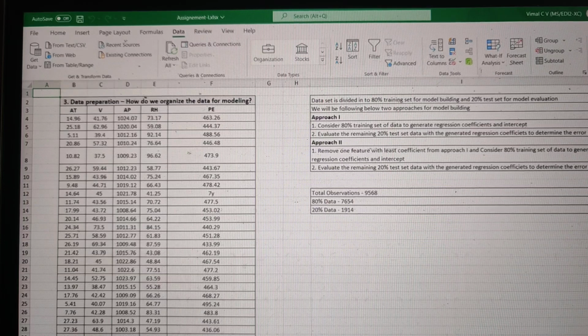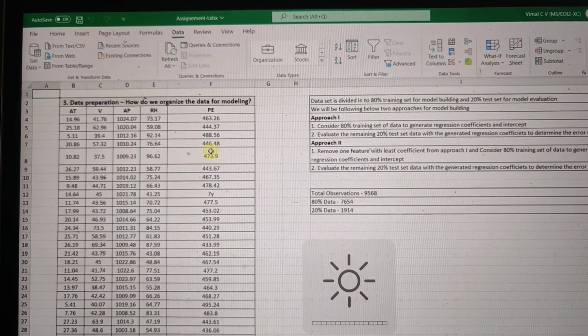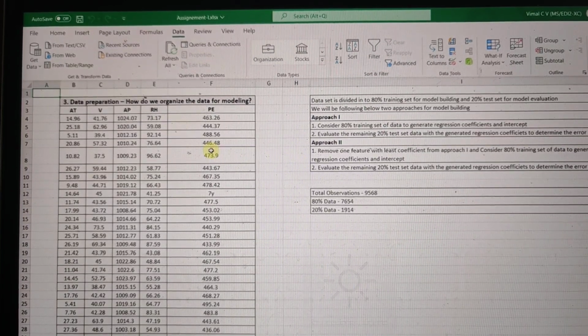In the data preparation, our assignment says we need to follow some approach to build a model and to test it. So currently I have considered an approach where we will be using the same algorithm with two different approaches. In the first approach we'll be using the multiple linear regression algorithm with four features, and we'll be predicting the target y. In the next approach we'll be removing the one feature which has the least coefficient, and the remaining three features we'll be taking up, and we'll be using the same algorithm to build the model.